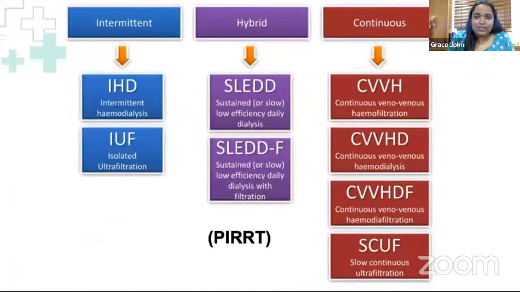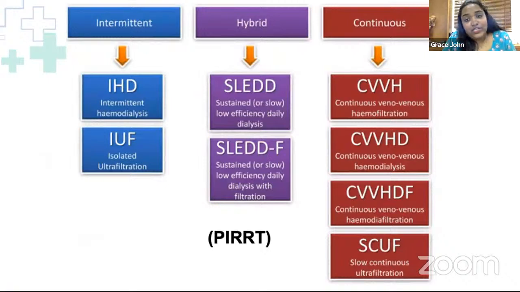So I know this is quite a busy slide, and earlier when I used to see this slide as a student, I used to tear my hair apart because it seemed quite complex. So first, I want you to concentrate on the left side, that is the intermittent dialysis. Just go through the terms that are written here with me. The intermittent ways of doing renal replacement: you have intermittent hemodialysis, you have isolated ultrafiltration. Okay, so you have IHD and IUF, hemodialysis and ultrafiltration.